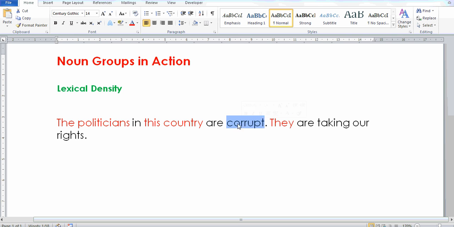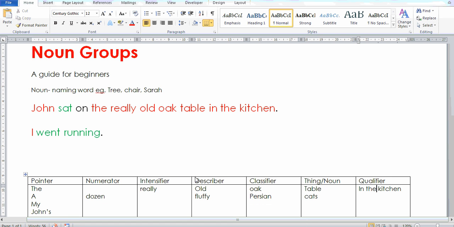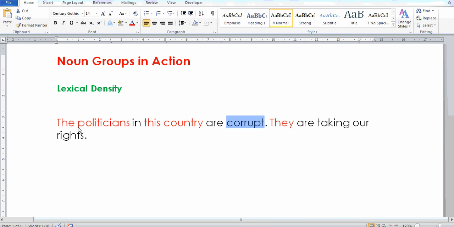For example, here we've used the word corrupt, and corrupt is being used to describe the word politicians. Now for people who've looked at our previous video, you might remember that we have this pointer, numerator, intensifier, describer, classifier system that we can use to help us put together noun groups. What I'm going to be doing in this case is rearranging some things. Now, corrupt is a word describing the politicians, which means I can use it as a describer. I'm going to copy the word politicians down the bottom, and copy the word corrupt, and rather than putting it in its current place, I'm going to put it beforehand.